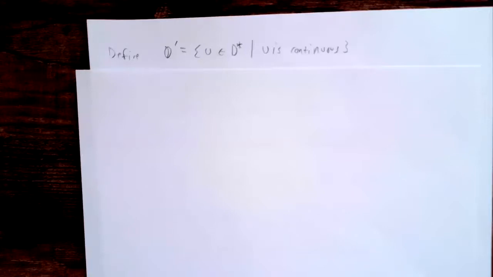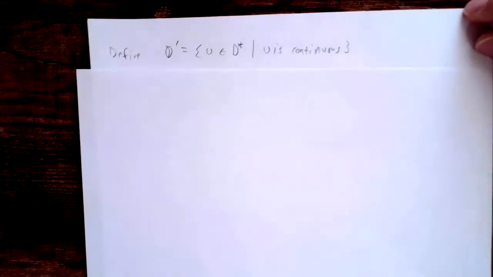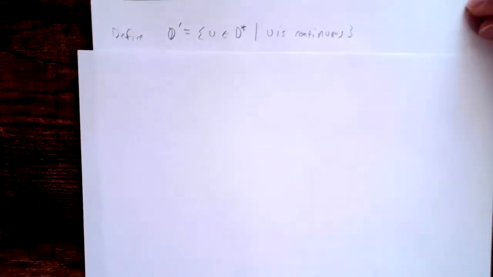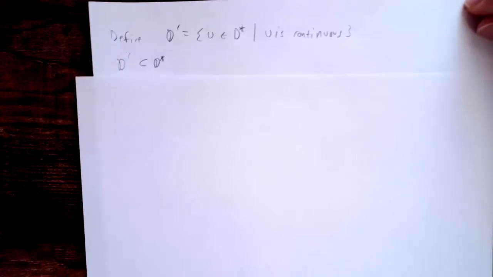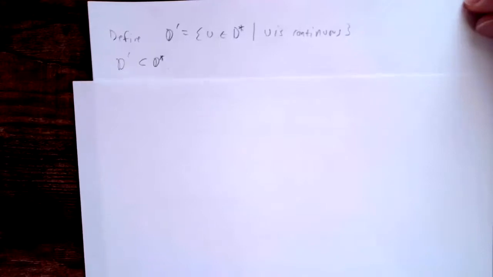Sometimes in advanced textbooks, you see this called the topological dual. So not just asking for linear functionals, but also continuous linear functionals. Let me say a little bit about what it means to be continuous in this context, but not too much. And so D prime, this is the space of distributions. It's a vector space, a subspace of the dual space.